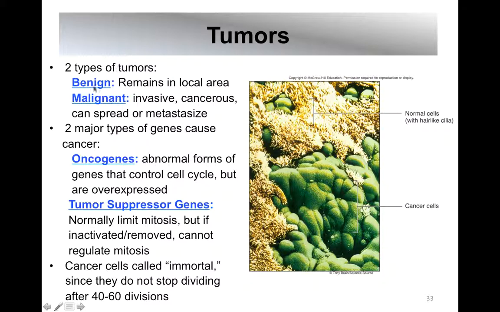Okay, two types of tumors. Benign ones stay in a local area and don't spread. The malignant ones metastasize, which means they go to other tissue and can invade that tissue.